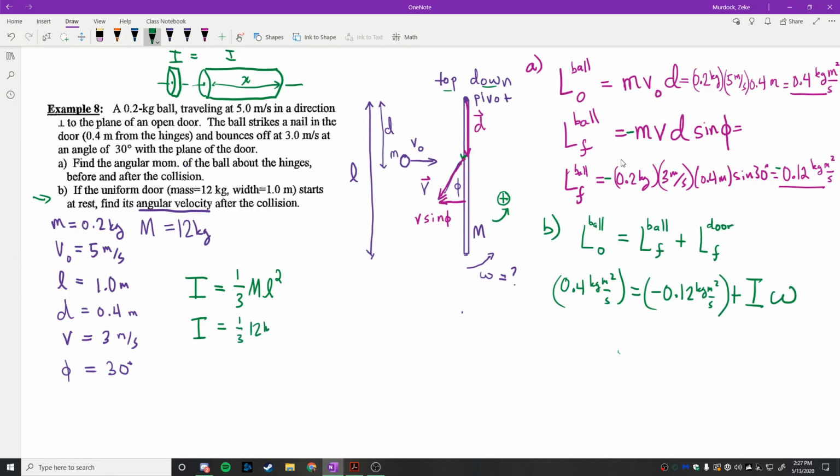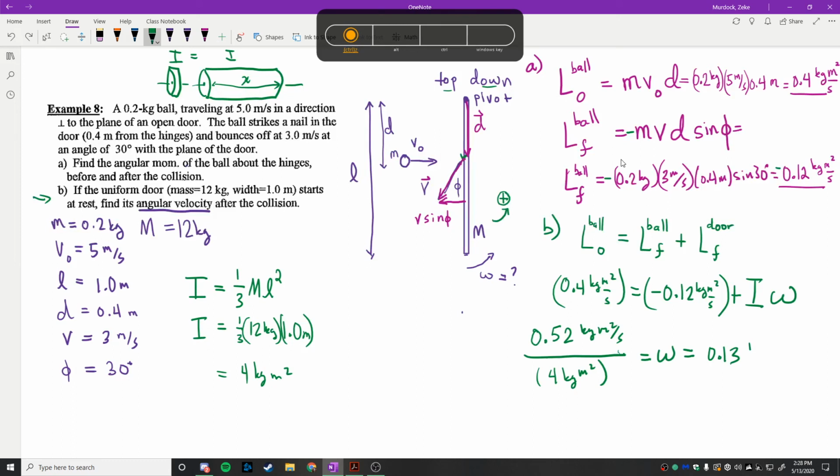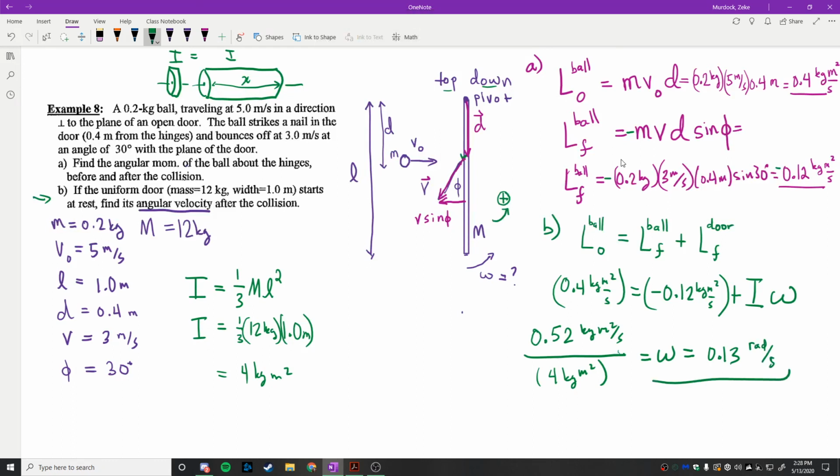The big mass is 12 kilograms, and L is 1.0. So this is just 12/3, which is 4. Then from this equation, I add this to the left-hand side, so that's 0.52 divided by I, which is equal to omega. That gives 0.13. Radians per second, my bad. You always have to throw the radians in yourself. That would be the angular speed of the door after the collision.